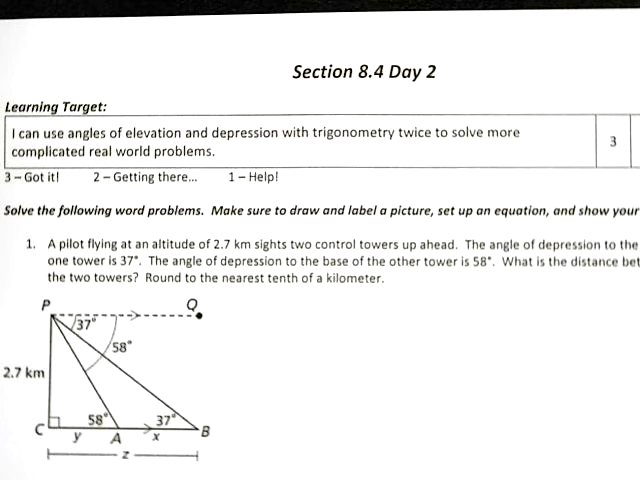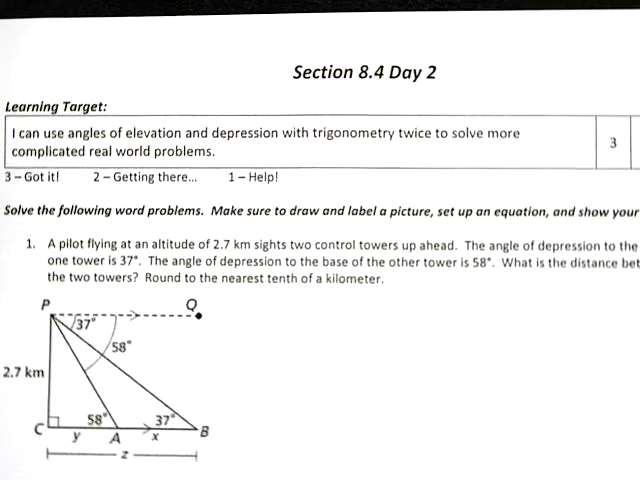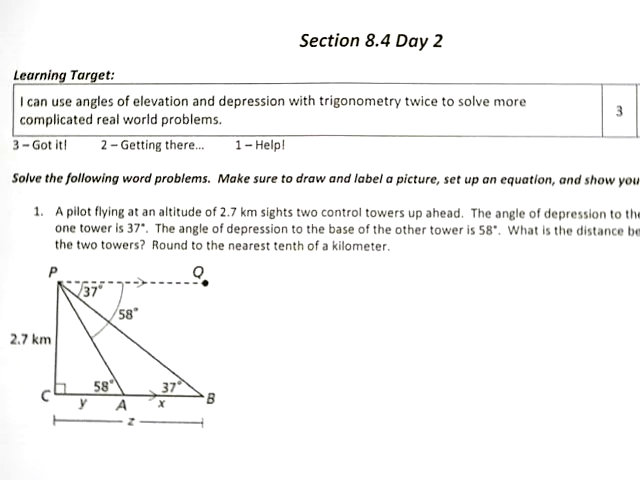A pilot flying at an altitude of 2.7 kilometers sights two control towers up ahead. The angle of depression to the base of one tower is 37 degrees. The angle of depression to the base of the other tower is 58 degrees. What is the distance between the two towers? Round to the nearest tenth of a kilometer. So that's a lot of information going on, right? So pretty much what we have to do is figure out what this picture looks like, right? And luckily on this one you were given a picture.